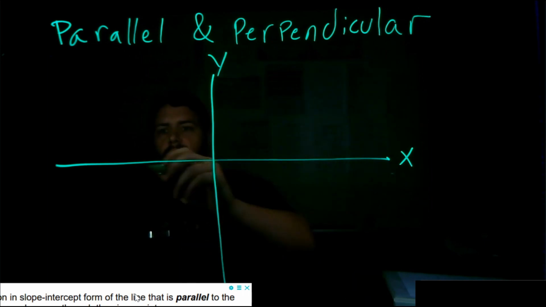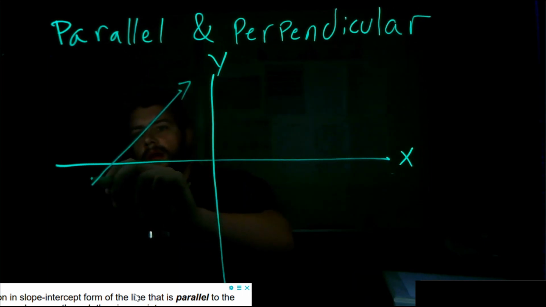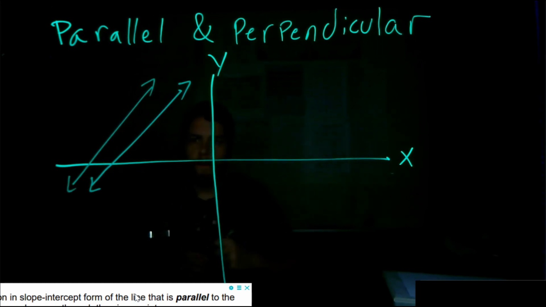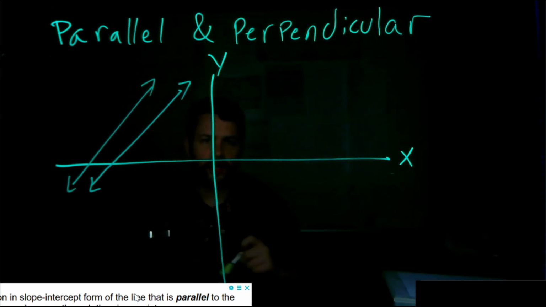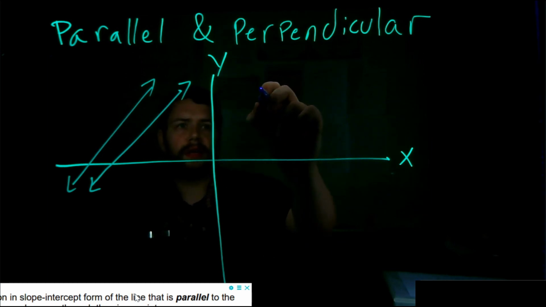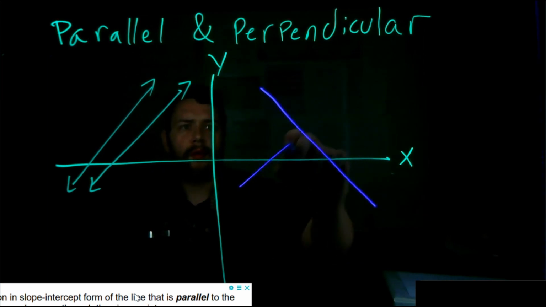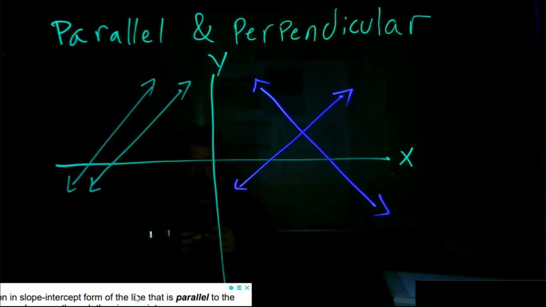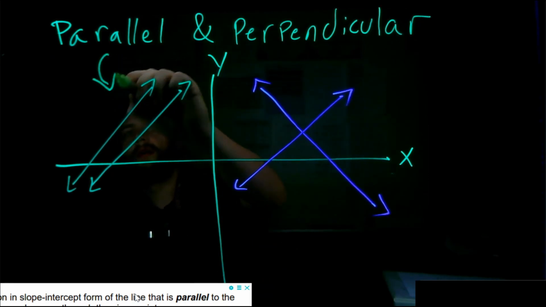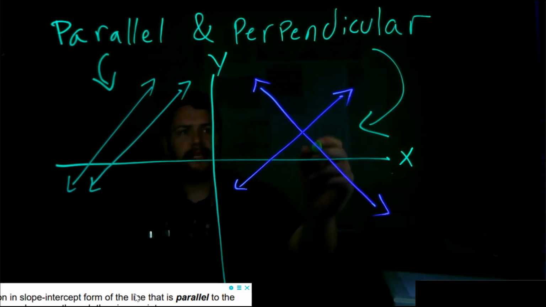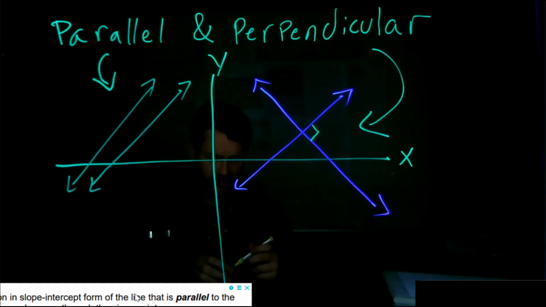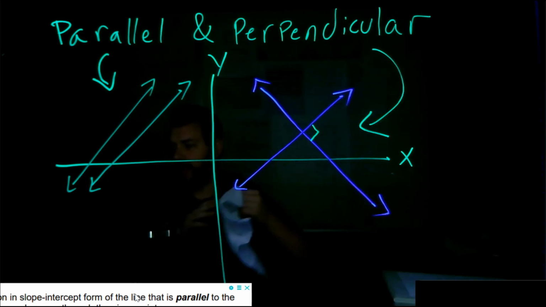Parallel lines, they never touch. I'll draw some parallel lines over here. But perpendicular lines do cross, and they cross very specifically at right angles. So these are parallel, and these are perpendicular. These have to cross at perfect 90-degree angles. They have to for them to be perpendicular. So that means they have a special thing about their slope.